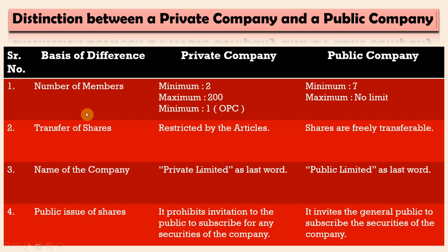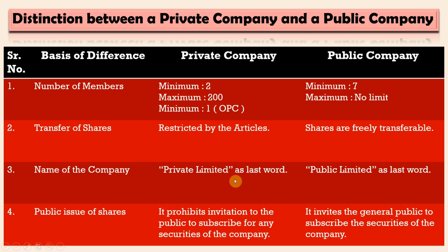First one comes number of members. In case of private company, minimum 2 and maximum 200. And in case of one person company, only 1. In case of public company, it is minimum 7 and maximum there is no limit. Next point of distinction is transfer of shares. In private company, it is restricted by articles, but in case of public company, shares are freely transferable.